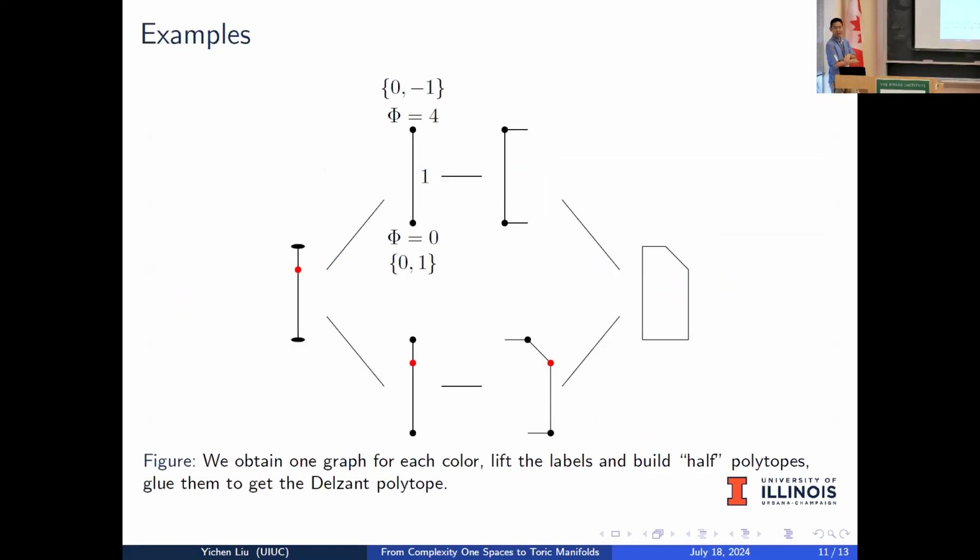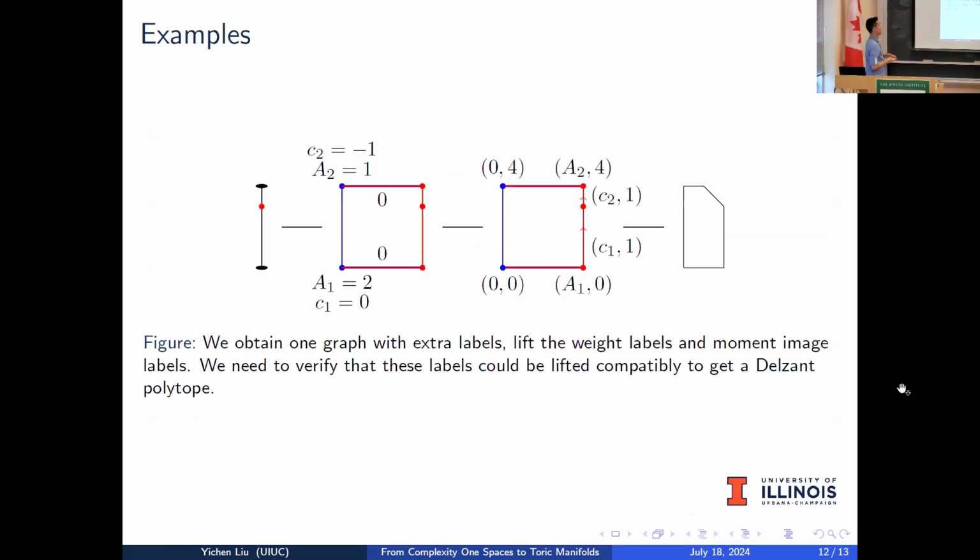So if I give you this example, what 3 of us will be doing here is separate them into graphs, build 2 half-delta polytope, glue them together. And what I will be doing here is I get a very complete graph, but this graph is abstractly the graph of the delta polytope I'll be building. Then I just need to lift all the labels to make sure that works.